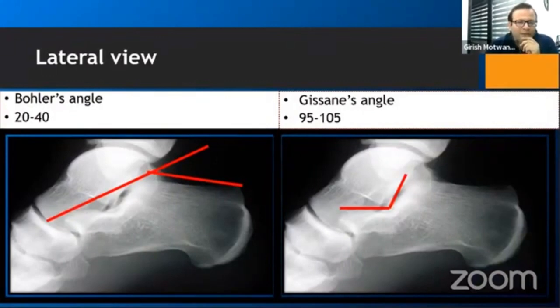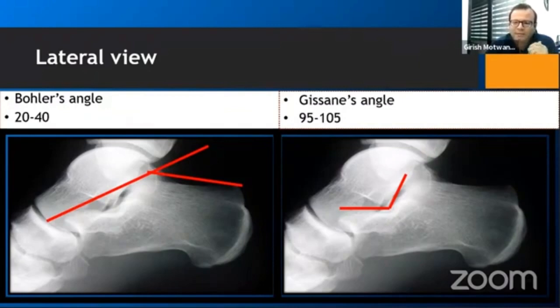Coming to the next part, angles. A few angles are important in the foot and ankle X-rays. One is the Böhler angle, made by the highest point of the anterior facet, the highest point of the posterior facet, and the highest point of the tuberosity. So this angle is normally 20 to 40 degrees. If it is less than 20 degrees, that means the joint is depressed, and from this you can assess whether it is severe or not.